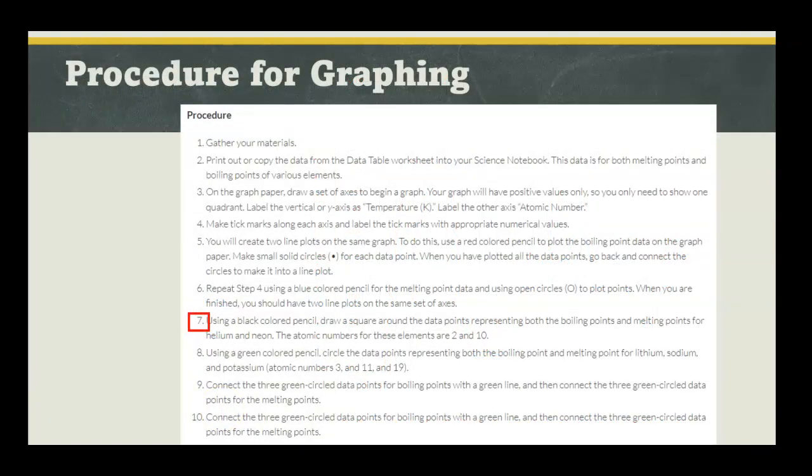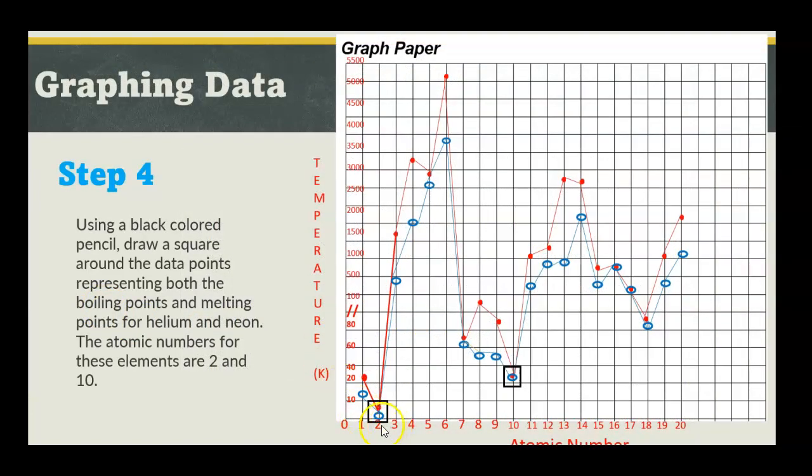From there, it's telling us now we're doing something else with these numbers. This is where we're going to be looking for patterns. It says use a black colored pencil and draw a square around the data points that represent both boiling and melting points for helium and neon. So those atomic numbers are elements 2 and 10. Okay, so if we go to element 2, we have the boiling and melting point. And we go to element 10, we have the boiling and melting point.